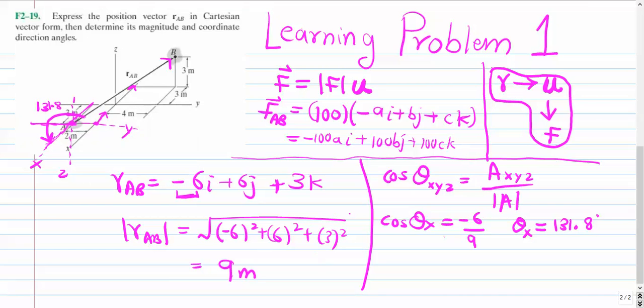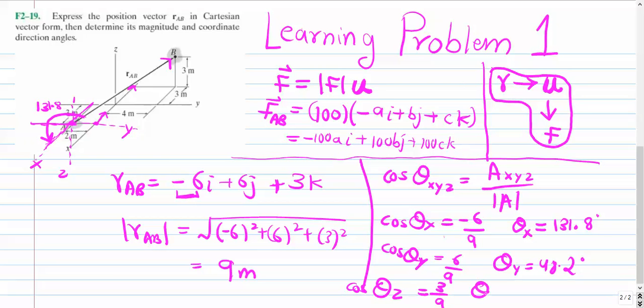Okay, let's move on to theta y. So cos of theta y would be equal to the component of the length vector in the y direction, that is 6, divided by the magnitude of the length vector. Once we solve for theta y, we get 48.2 degrees. And lastly, let's solve for theta z. Cos of theta z would be equal to the component in the z direction divided by the magnitude. And thus theta z is equal to 70.5 degrees.